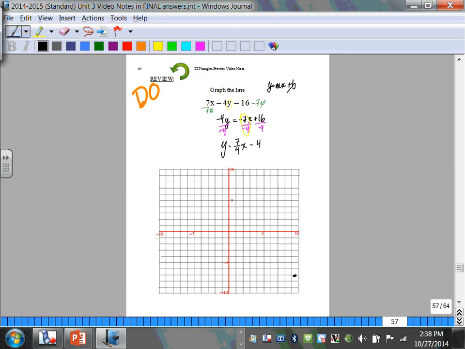And when you go to graph this, we start at negative 4, right there. And our rise is 7. 1, 2, 3, 4, 5, 6, 7. And our run is 4, and it's positive. 1, 2, 3, and 4. And get yourself a straight line. And you're going to end up with a straight line right here.